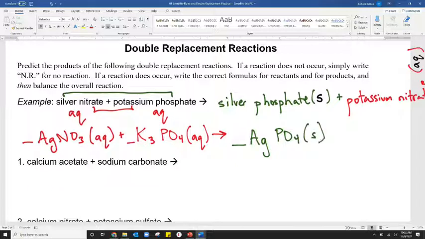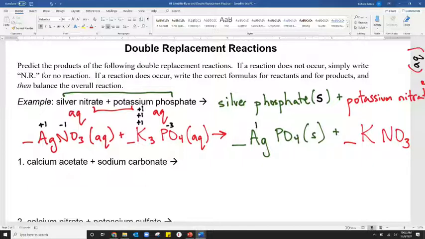I just found out that's my solid. Plus potassium is K. Nitrate's NO3. So I've got those put together, and then I need to think about charges here. Individual compounds. On the left side, silver's +1, nitrate's -1. That's good. Potassium was +1, phosphate was -3, I did it while I was writing it. I should have probably gone in the order that I talked about it. I needed 3 potassiums for every phosphate. That's why it's K3PO4.